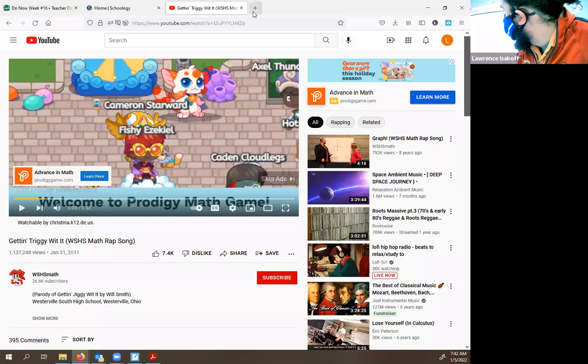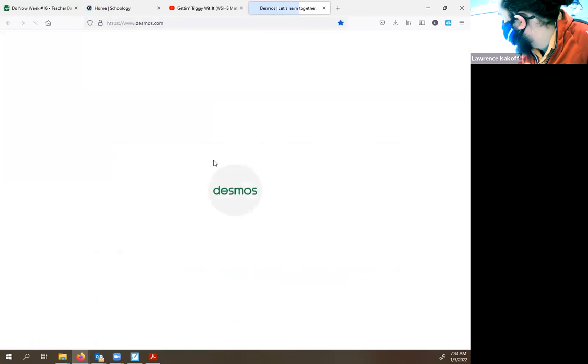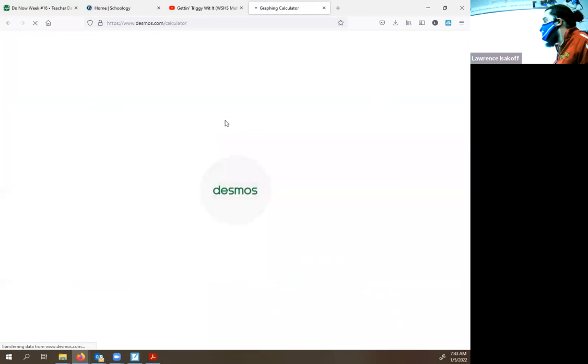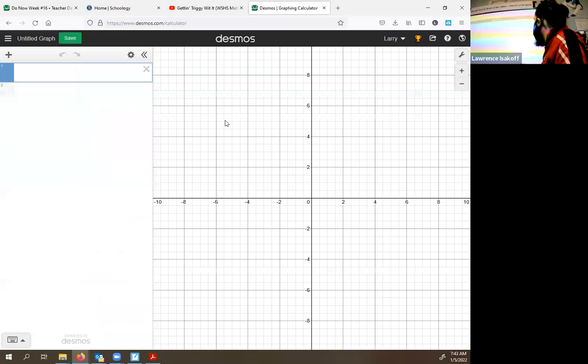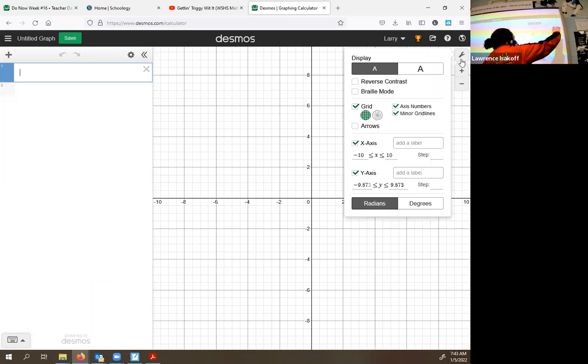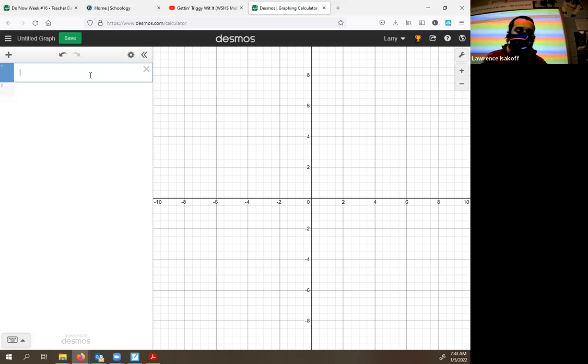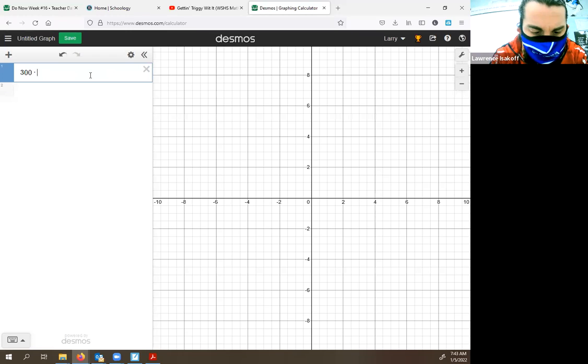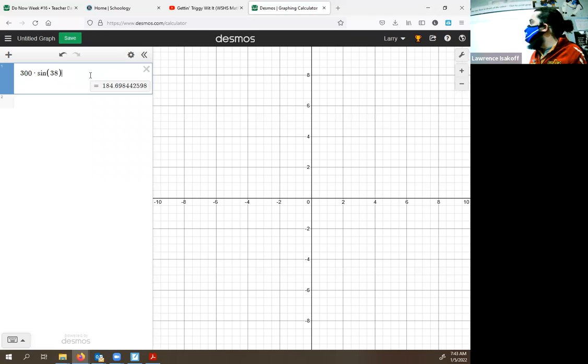So let's open up the Desmos graphing calculator. Remember, we had to go to that upper right-hand corner where the wrench is to change our settings. Right now it's in radians. We need to flip it over to degrees. We've done that. Now we should be good. I'm just going to type it in: 300 times the sine of 38. And that gives me 184.7 feet.